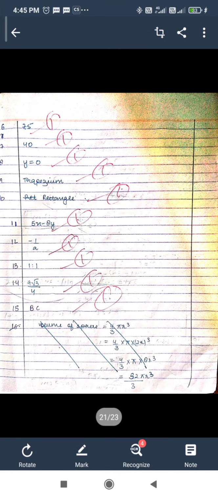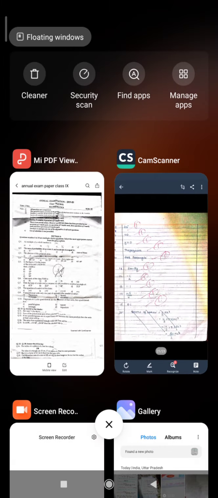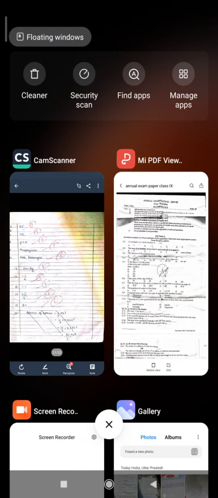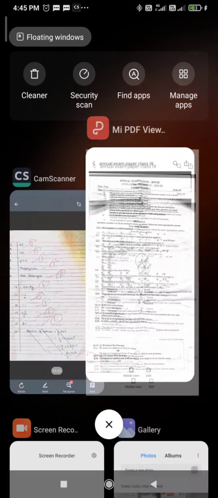Now next one, 25x square minus 64y square, which is a square minus b square, is equal to a plus b times a minus b. So 5x minus 8y will be the answer. Next question, zero of the polynomial p(x), so you will equate it to 0, and will get minus 1 by a as the answer.